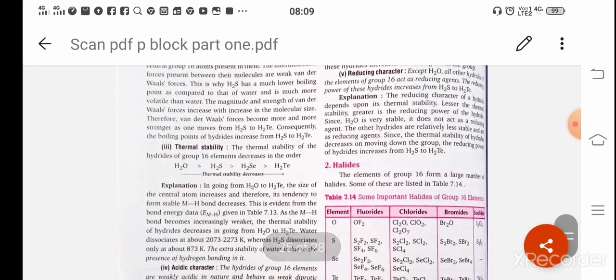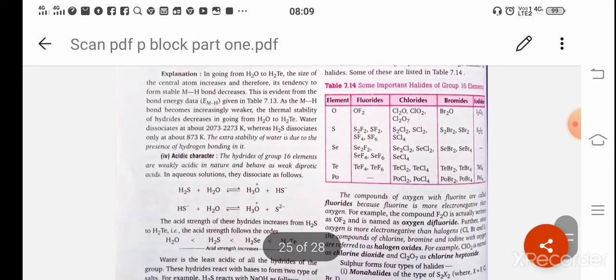Now the next compounds will be halides. All group 16 elements form halides, and oxygen also forms a halide with fluorine, and fluorine being more electronegative, that's why its fluoride is known as oxygen difluoride.